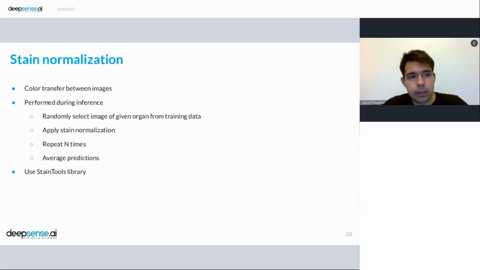Another thing that worked in this competition and improved my model performance a little bit was applying stain normalization, which is kind of color transfer between 2 images. And what I did was I only applied stain normalization during inference. For each test image, I selected randomly an image from the training dataset from the same organ. I applied stain normalization. I repeated it 2 or 3 times for each image. And again, I averaged the predictions of different stain normalized images. And for that, I used the StainTools library, which I also recommend.